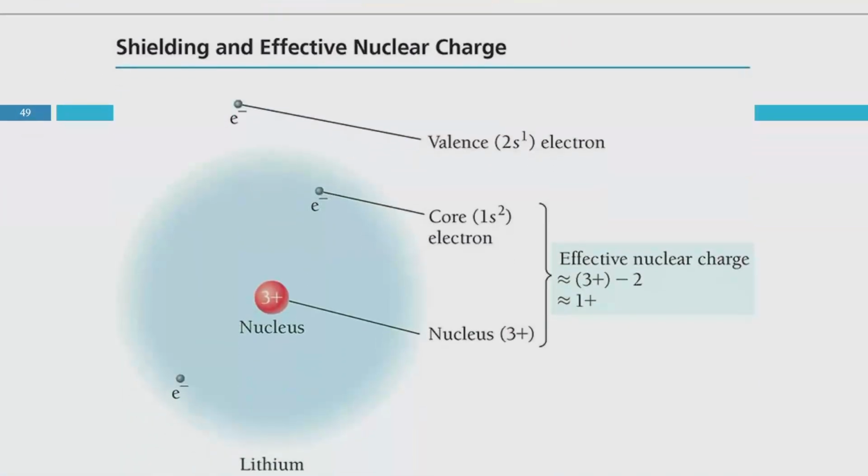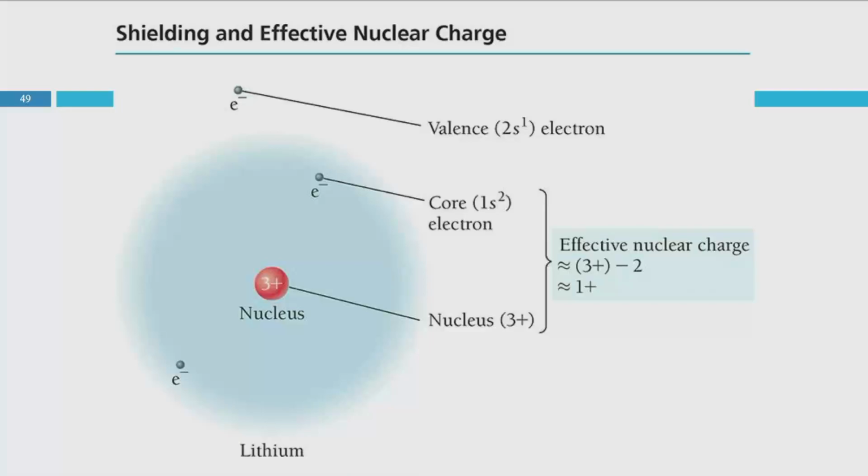So here's that picture, diagram. Our nucleus has a 3+ charge, but we've got some core electrons, and those effectively block out the equivalent amount of positive charge. So since we've got 2 negative charges and 3 positive charges, this valence electron only feels about a 1+ charge.